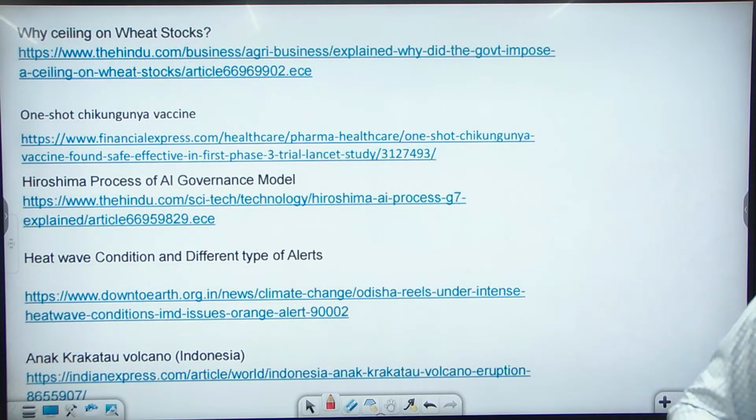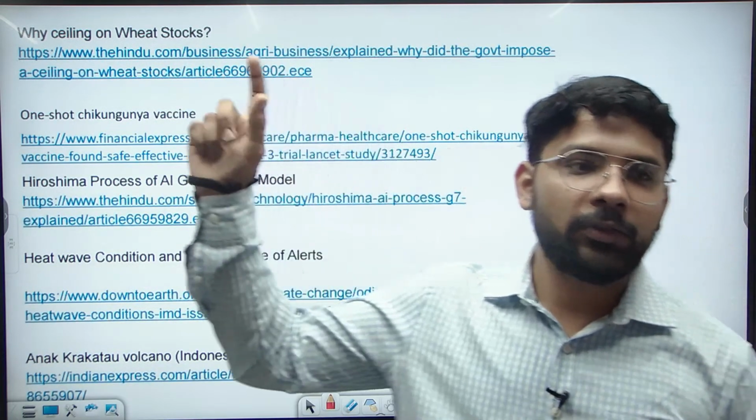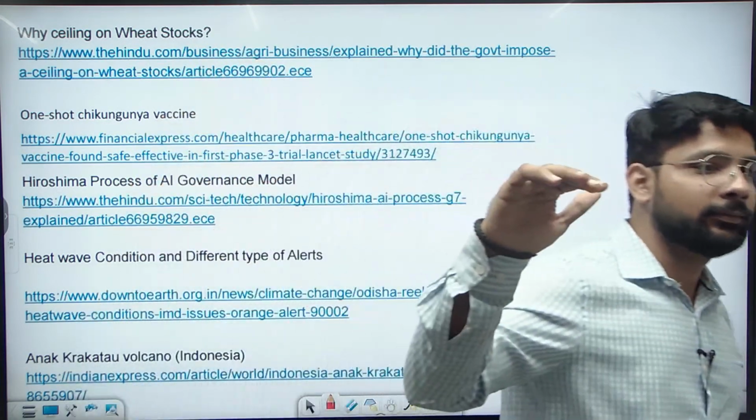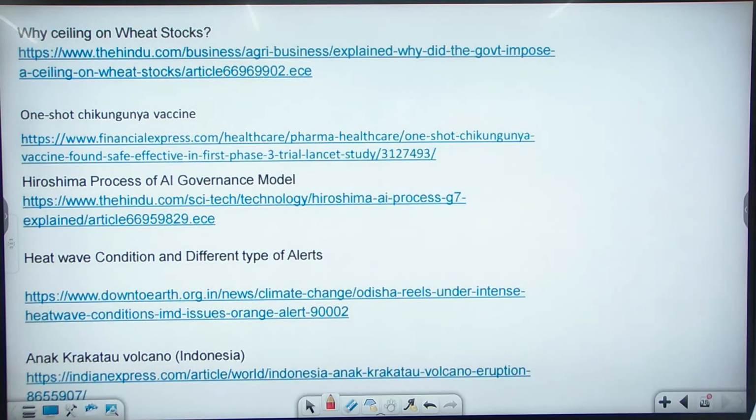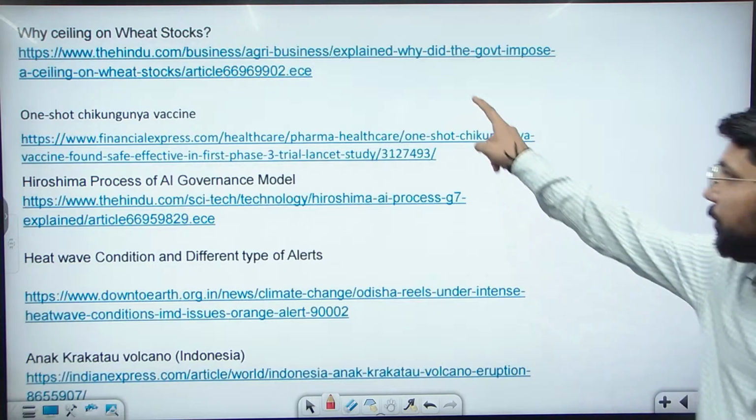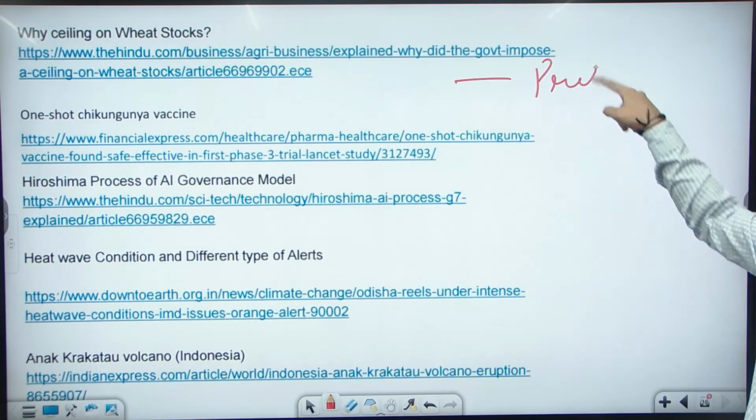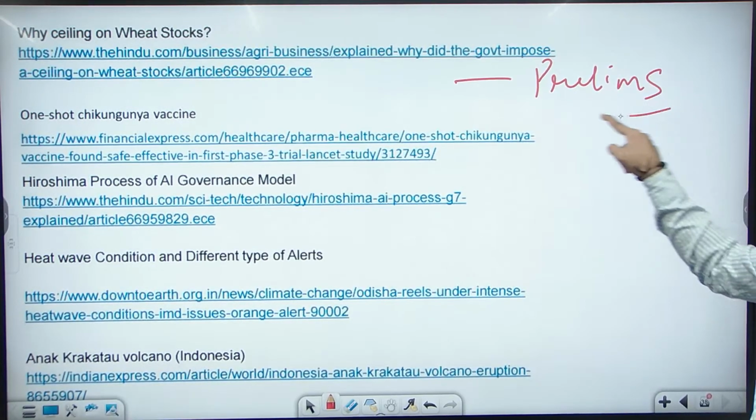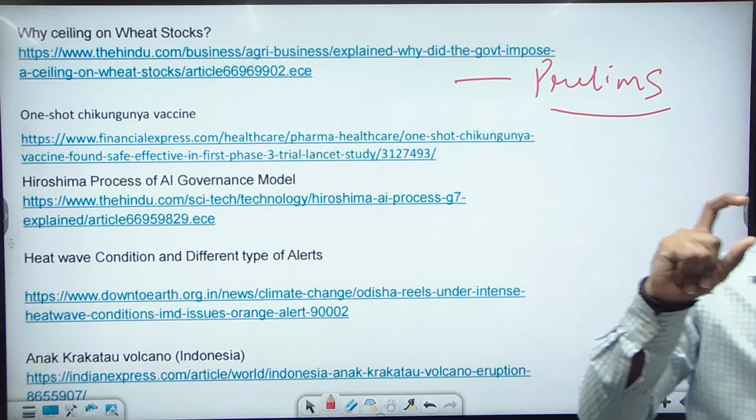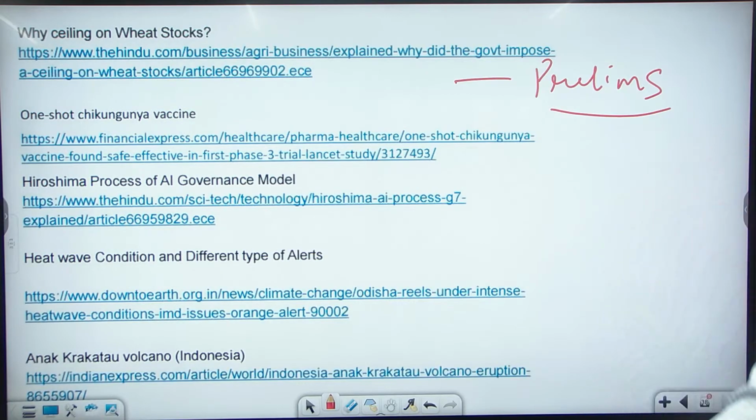Next is why the government is putting a ceiling on the wheat stock, कि हम इतना ही लेंगे, हम यहाँ इतना ही स्टोर करेंगे. Why are they doing that? There was a question related to it in the prelims. What are the major factors which are included in the cost of the wheat by the FCI? क्या क्या कॉस्ट इंक्लूड होता है? ट्रांसपोर्टेशन होता है कि नहीं होता है? स्टोरेज कॉस्ट होता है कि नहीं होता है? इन्फ्लेशन के कॉस्ट होता है कि नहीं होता है? तो उस पर भी ध्यान देना when you are reading this article, why ceiling on the wheat stock.